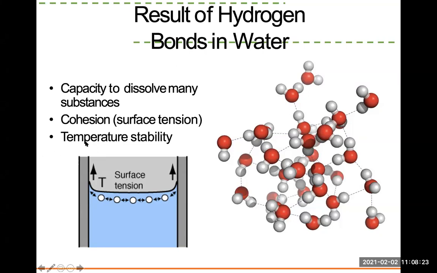Another property of water is temperature stability. For example, any city, like San Francisco, if it's next to a large body of water, the water nearby is going to prevent drastic temperature changes. If you think about it, it takes a really long time to bring water to boiling temperature.